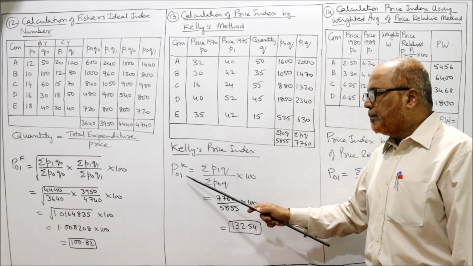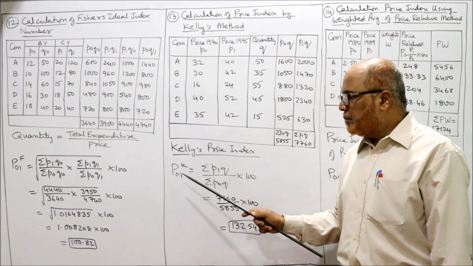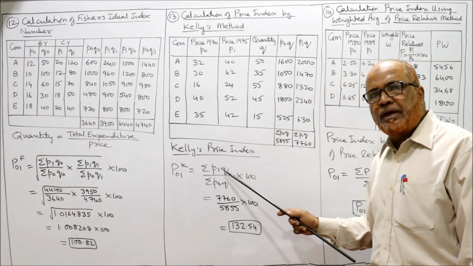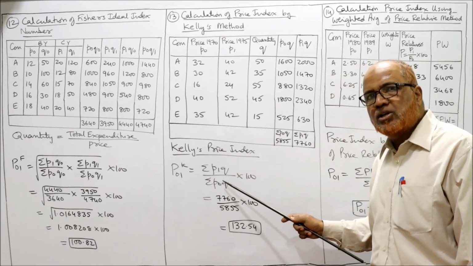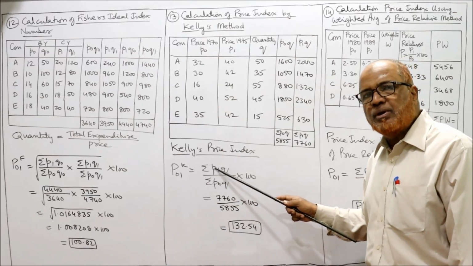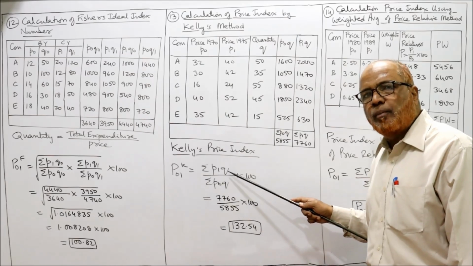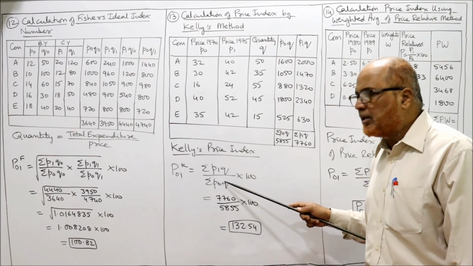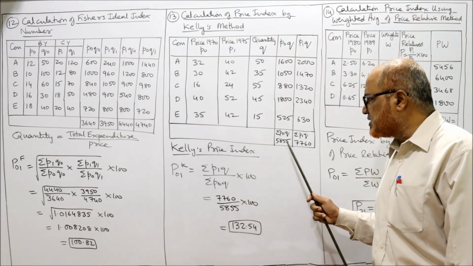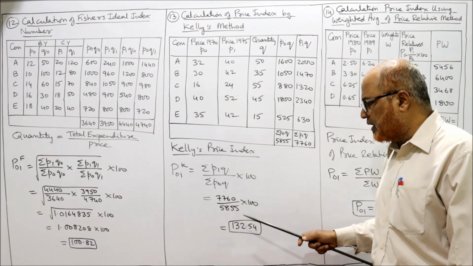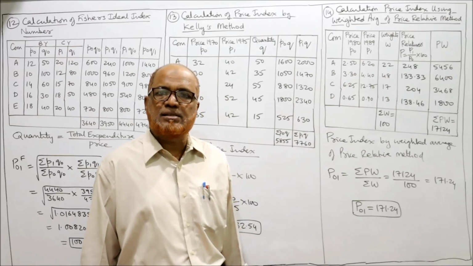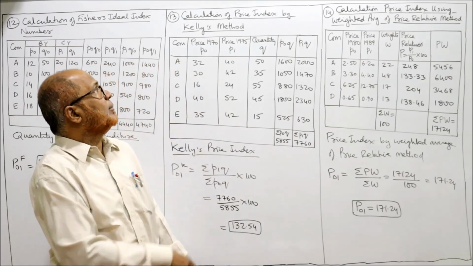Right? Now, Kelly's price index. P01K, K stands for Kelly, is equal to summation P1Q divided by summation P0Q. P1, P0, so always every problem we will have summation P1 by summation P0. Simply you have to multiply with Q. Numerator and denominator will multiply with Q. So P1Q, P0Q. P1Q is 7760 divided by 5855 into 100. 132.54 is the price index by Kelly's method. This is the end of problem number 13.